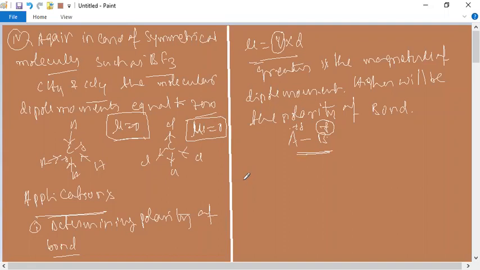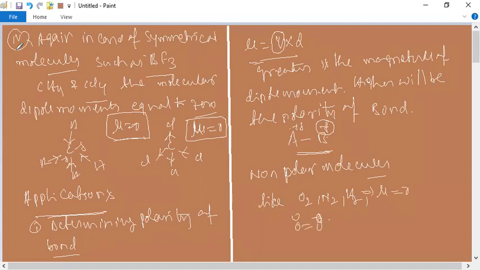Further, in the case of non-polar molecules we have seen, examples like O2, N2, H2, the dipole moments are 0. Why? Because you know there is no polarity, zero charges, so delta Q is 0 in this case. Then the dipole moment finally is 0.